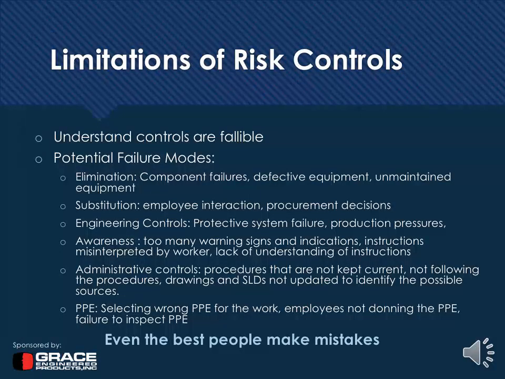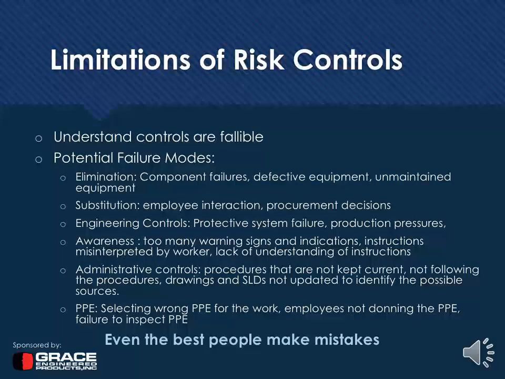And as far as engineering controls, some of the examples include protective system failure and production pressures, and people taking shortcuts by bypassing those engineering controls could be a great example.